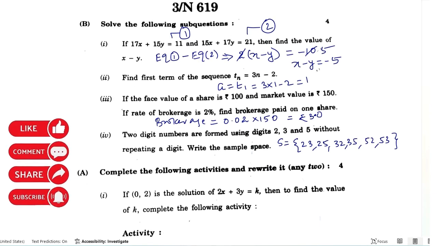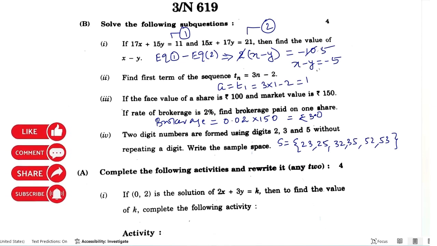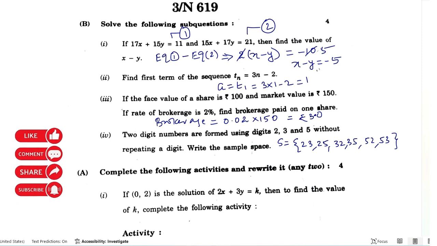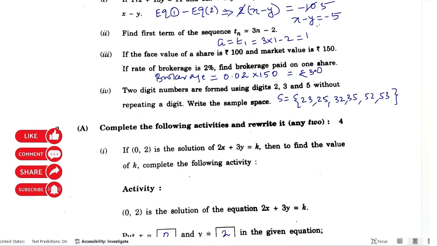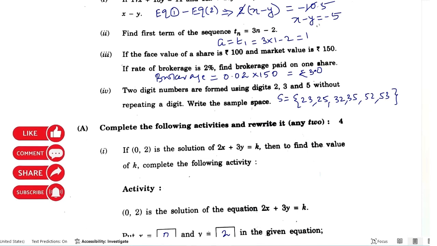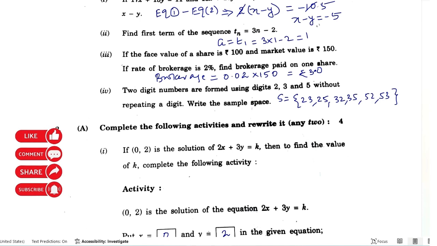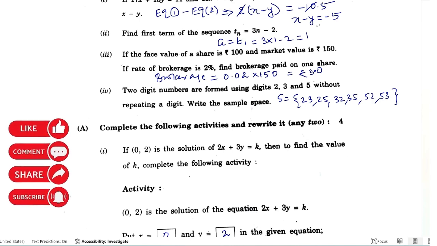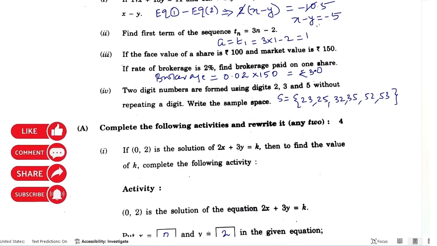Now the second one, the first term is to be found and Tn is given in terms of n. So for the first term, simply substitute n equal to 1 and you will get the answer as 1. Now third subpart, if the face value of a share is 100 and market value is 50, what is the rate of brokerage, which is in fact given 2%. So they want us to find the brokerage amount. So brokerage is always paid on the market value. So we just have to find 2% of 150, which happens to be 3 rupees.